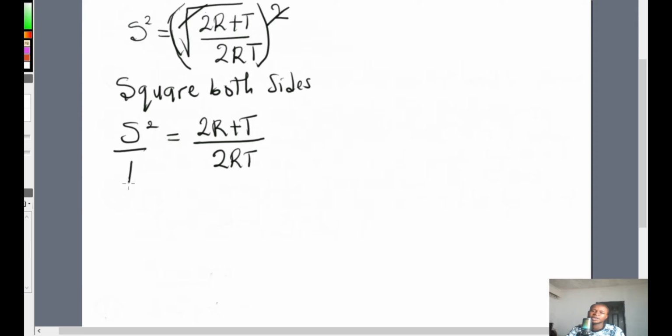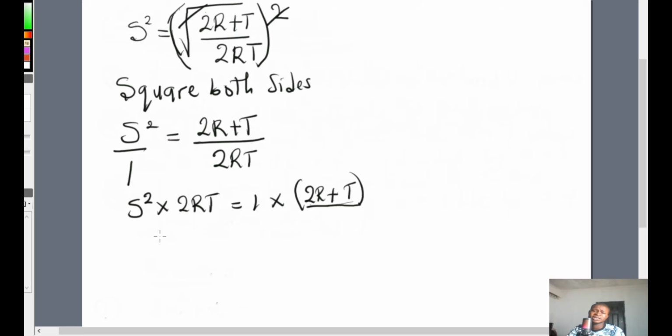Obviously I can put over 1 here in order for me to cross multiply. So here I'm going to have S squared times 2RT, which is equal to 1 times all of 2R plus T. Because it's 2 times, I need to open a bracket. If we have 2 here, we need to open a bracket because it is not one term that is there; it's 2 terms taken all together.